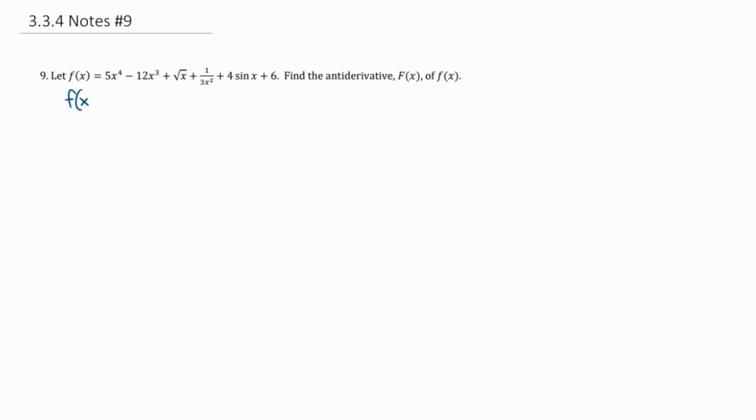So please make sure you label your functions. Do not just write equals, write f of x equals, so that when you take the derivative or the antiderivative, you also use correct notation. So that's going to be 5x to the fourth minus 12x cubed plus x to the 1/2 plus 1/3 x to the negative 2. Notice that we're just pulling out the x, so the 1/3 stays where it is, plus 4 sine x plus 6.